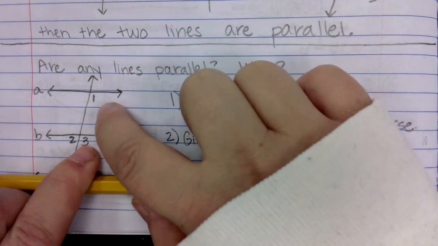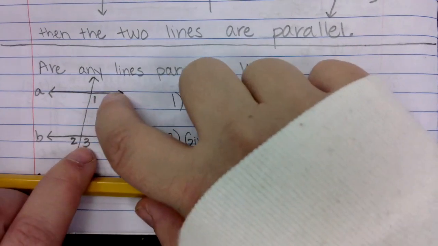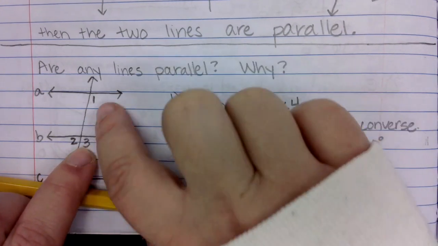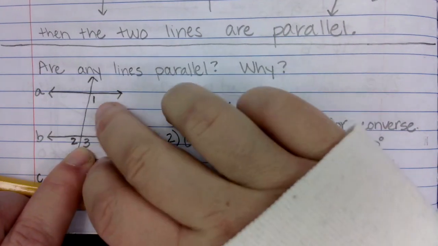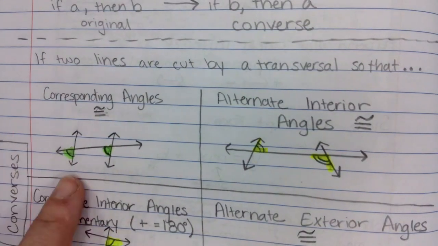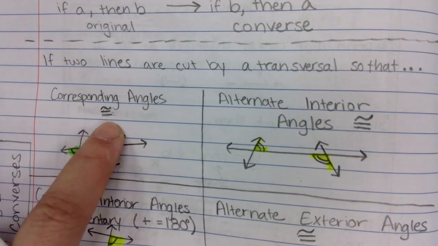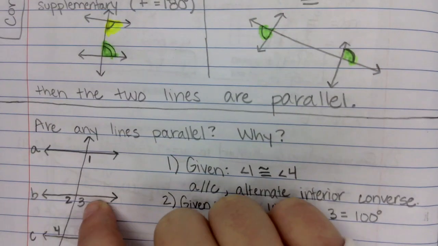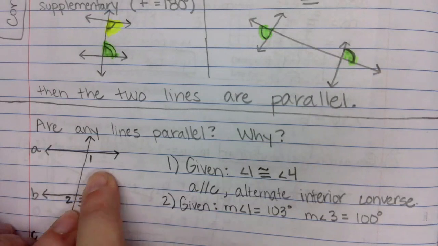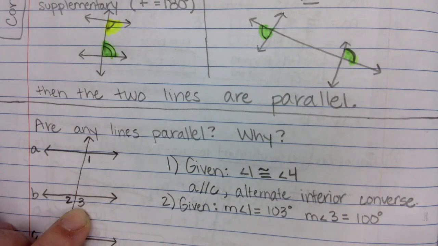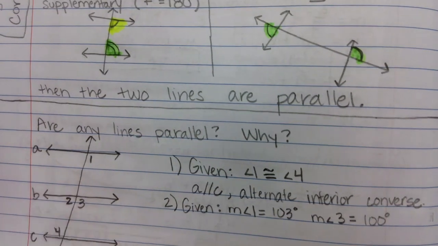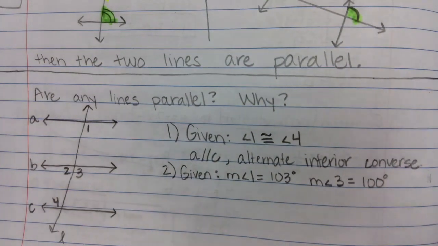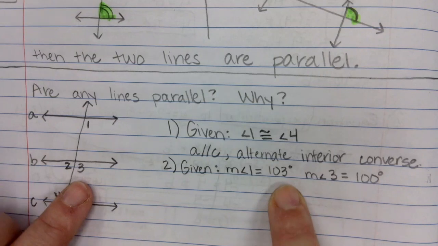So we know for sure line A is not parallel to line B, but do we know anything about A and C or B and C? No, it doesn't tell us anything about C. So rather than saying that we know A is not parallel to B, we're just going to say no conclusion. Which just means that we can't use any of our theorems or any of our converses to say anything. We got nothing. It doesn't tell us anything about the parallel.